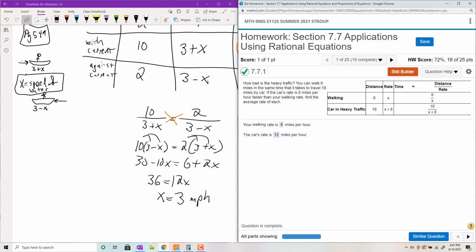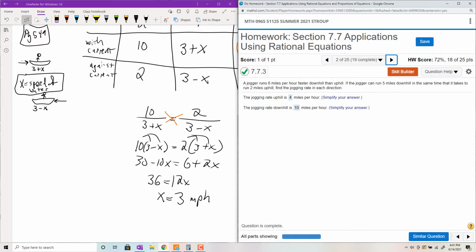All right, so the first question they give you here, there's always going to be these two things, right? In this one, it's walking versus driving, and they already set up the chart for you. This one, you're going downhill versus going uphill. This one is another rate of the water problem.